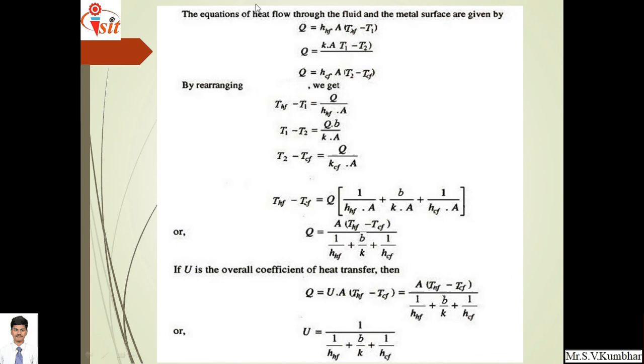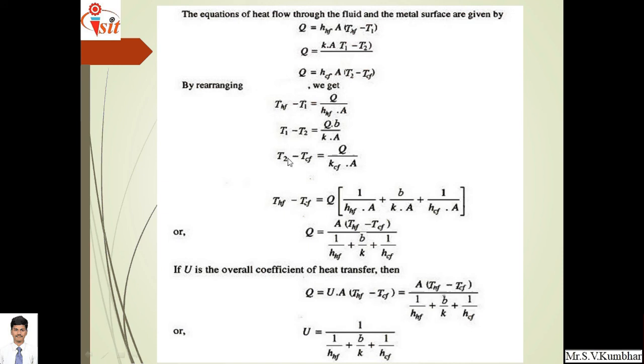Now again, the equation of heat flow through fluid and metal surface is given as Q is equal to HHF A (THF minus T1). This is the amount of heat convected from hot fluid to metal. Q is equal to KA (T1 minus T2) upon B, which is the amount of heat transmitted through metal, and Q is equal to HCF A (T2 minus TCF). This is the amount of heat convected through air which is in touch with hot metal.